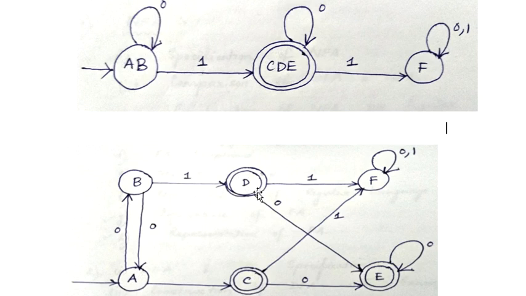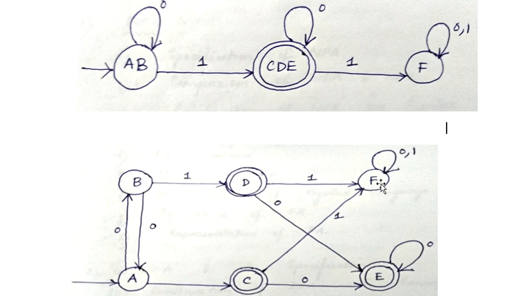Now C, D and E. C on input 0 goes to E, D on input 0 goes to E, and E on input 0 goes to E. Definitely this entire state together on input 0 will come to the same state only. Clear? See the similarities, it is nicely driven. Now C on input 1 goes to F, D on input 1 goes to F, and E on input 1 goes to F. So I have drawn C, D, E together going to F.